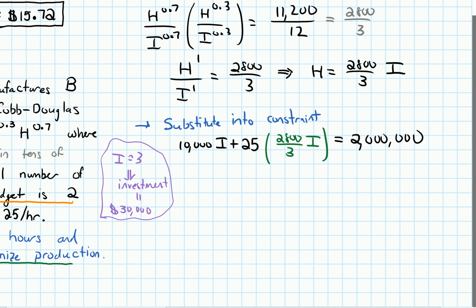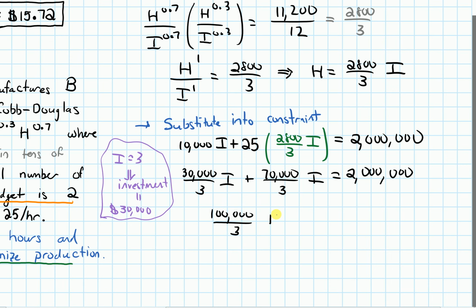Alrighty, so this gives us, if I get a common denominator with the 10,000 and I multiply the top and the bottom by 3, 30,000 over 3 I. And if I multiply 25 times that 2,800 numerator, we'll get 70,000 on the top, 3 on the bottom, and then times I, equals 2 million. And now on the left-hand side, we've got a common denominator, so we can add these fractions and get 100,000 over 3 times I equals 2 million.